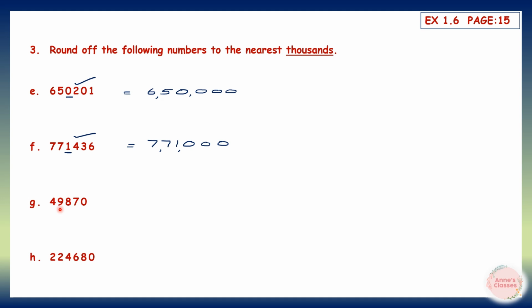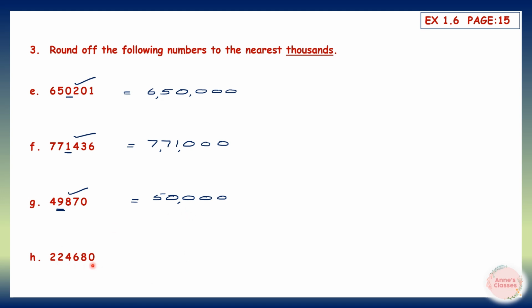Next one, in the thousands place. Ones, tens, hundreds, thousands. In the thousands place we have 9. And the digit next to it is 8. That is more than 5. So 9 will now increase by 1. So now look at this number. The number before 9 is 4. So along with 9 it becomes 49. What is the number after 49? 50, isn't it? So that is 50, and after this digit that you have underlined, there are 3 digits. So we are going to put 3 zeros. So now we have rounded it off to 50,000.